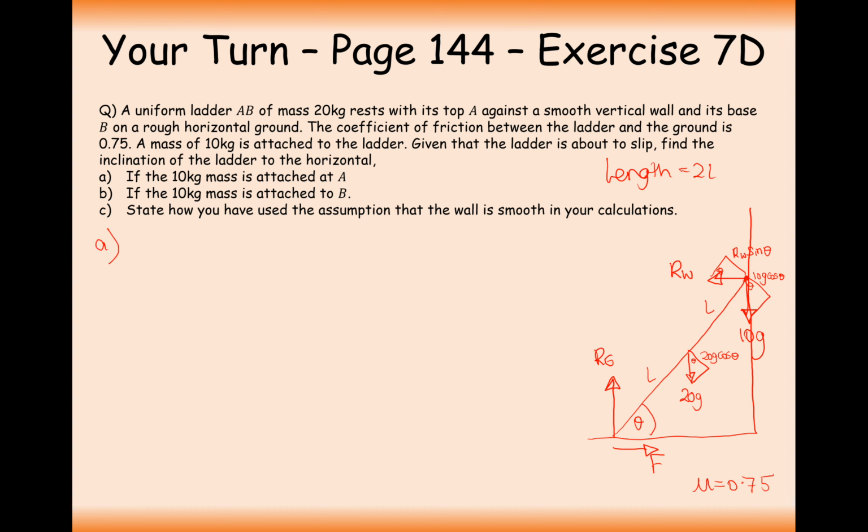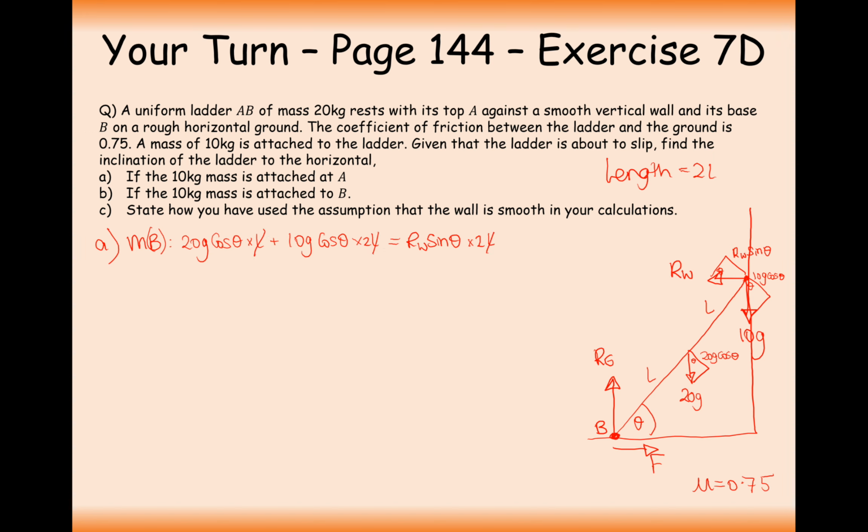Starting on part A, we're going to resolve from point B, at the bottom of the ladder. So taking moments about point B and setting clockwise moments equal to anti-clockwise moments. The first two clockwise moments are 20g cos theta times L, and 10g cos theta times 2L, because it's two lengths of that value L. This will balance out with the force of RW sine theta times 2L as well, and now I'm going to cross out the L's.